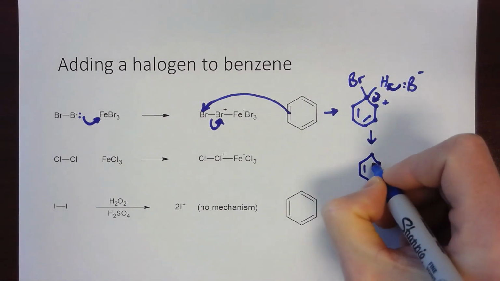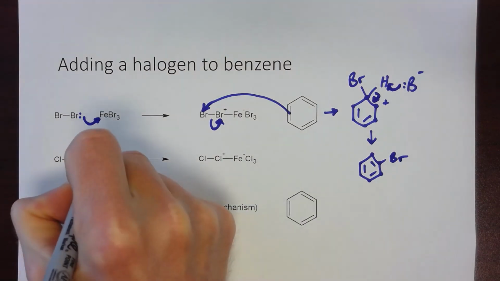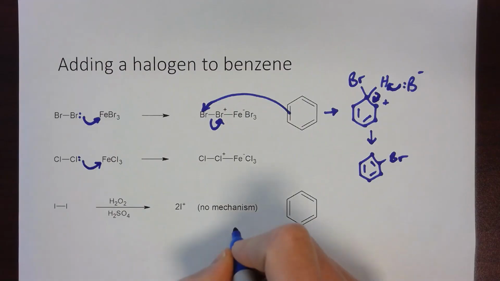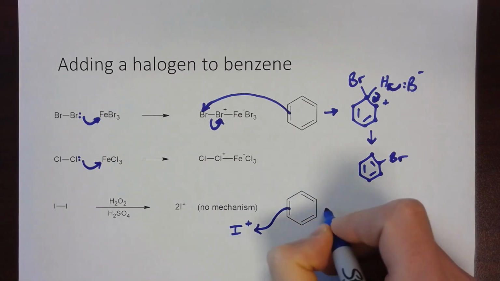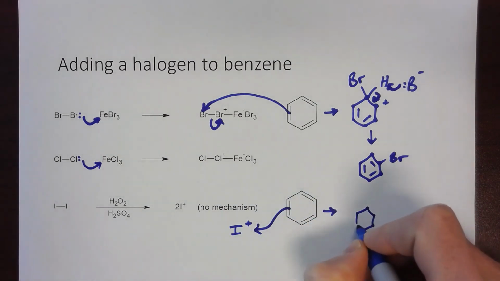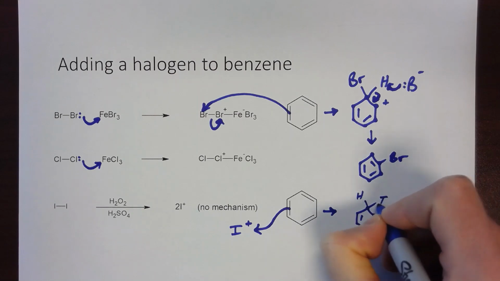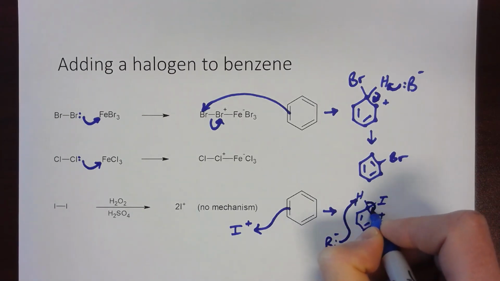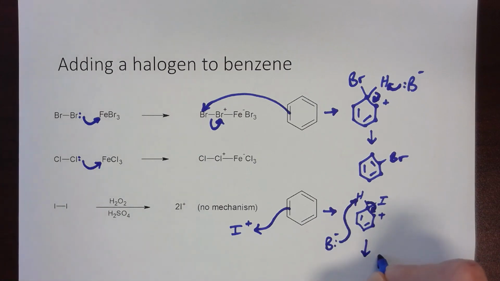Chlorine reacts in the same way, except instead of iron 3 bromide, we use iron 3 chloride, and that makes a similar super electrophile. Iodine will also add to a benzene ring. However, instead of using a similar reaction, iodine can actually be oxidized. We're not going to show a mechanism for this, but it can be oxidized to I+, and this can add to a benzene ring in a similar mechanism.